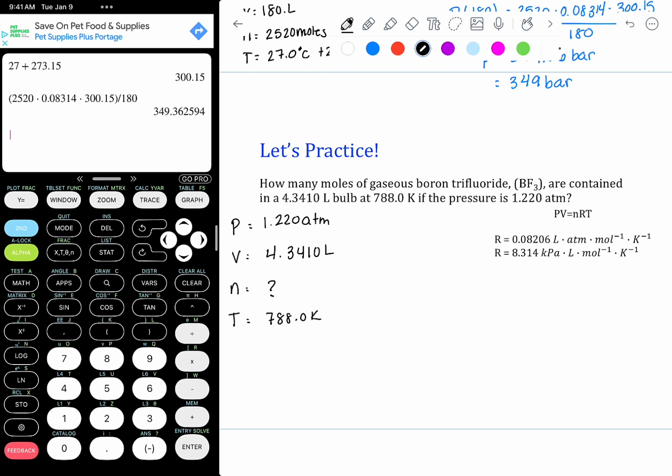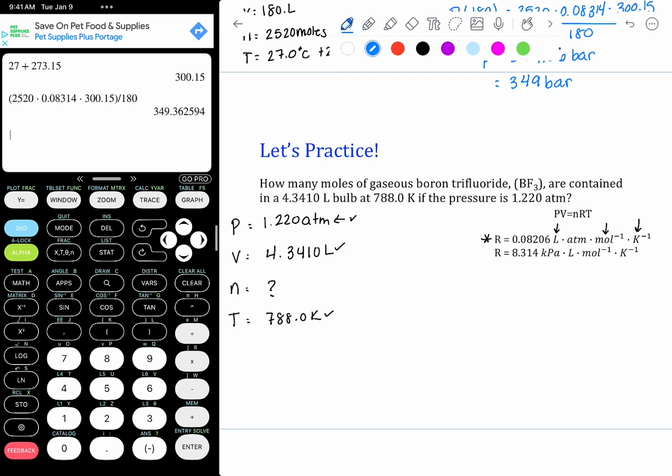proper units. We can double check this by looking at our value of R. The value of R that we're going to want to use is the one that has atm in it, because our pressure is in atm. So we need to make sure our volume is in liters. It is. We're going to find our value of moles in moles, so that's good. And our temperature is in Kelvin, which it is. So we have matched all of our variables and their units to the R value, meaning when we plug everything in, all of the units will cancel appropriately.